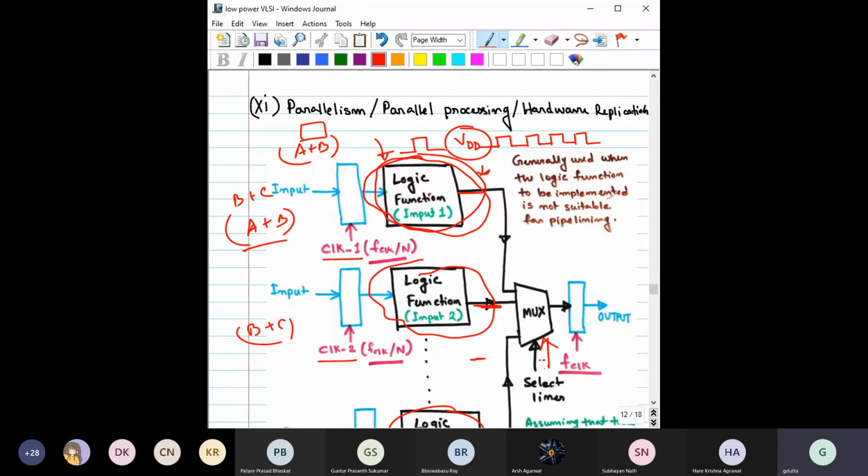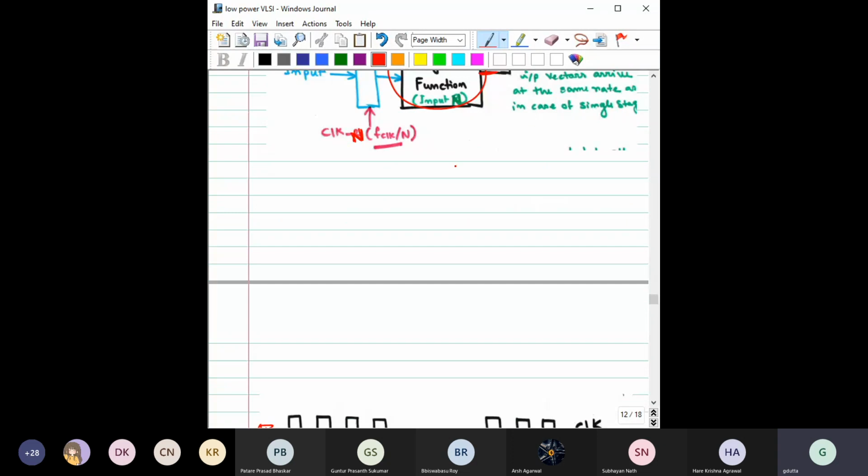So that way you can substantially reduce the speed requirement of this logic function. So how can you do that? By reducing VDD. That will reduce the power, right? That is the concept here.